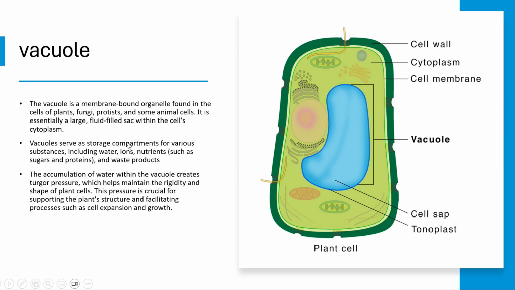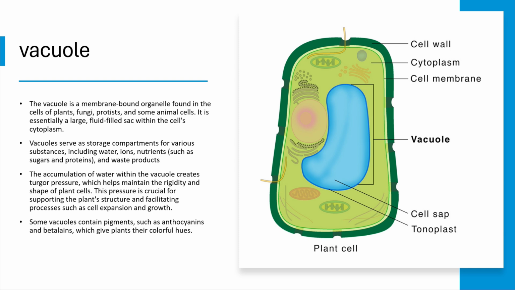You need to know that the accumulation of water within the vacuole creates turgor pressure. The turgor pressure helps maintain the rigidity and shape of the plant cells. This pressure is crucial for supporting the plant structure and facilitating processes such as cell expansion and growth. So the water inside the vacuole creates this turgor pressure. You need to know that word, turgor pressure. It helps the rigidity of the plant cell and keeps it upright and compact.